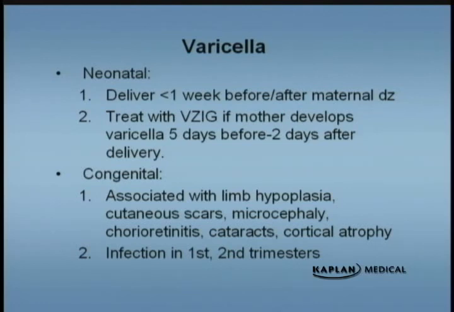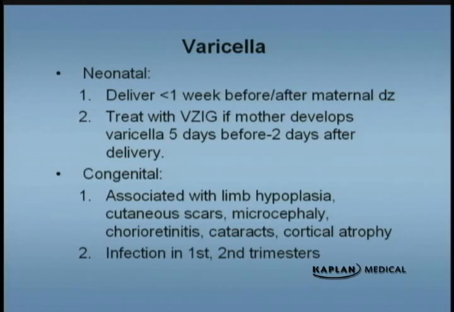Varicella, neonatal varicella and congenital varicella. So neonatal varicella is defined as delivery within 1 week before or after the maternal disease develops. That's called neonatal. Congenital varicella is going to be the mom has varicella during the pregnancy. Neonatal varicella is treated with varicella zoster immune globulin if she develops varicella 5 days before to 2 days after delivery. Otherwise, you don't treat the baby with VZIG. Okay? You can treat with acyclovir.